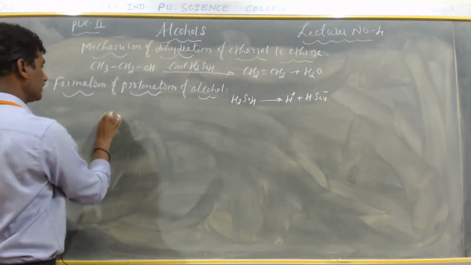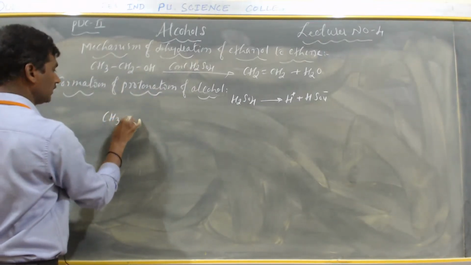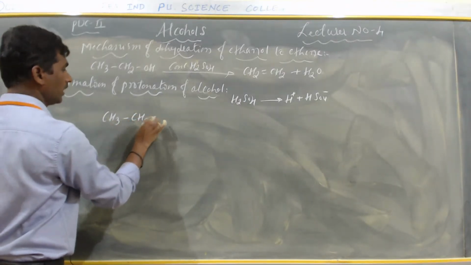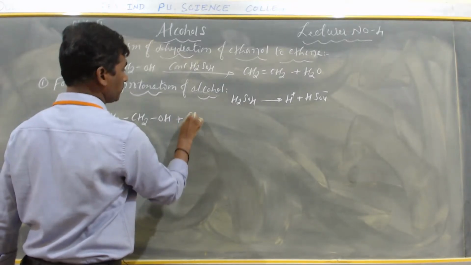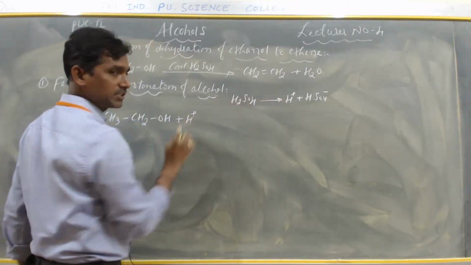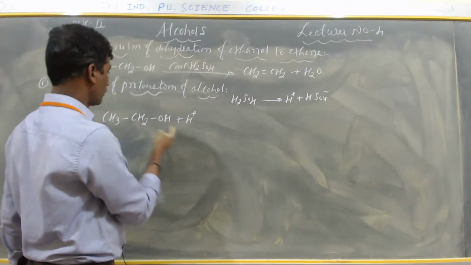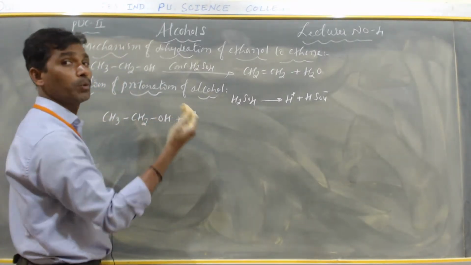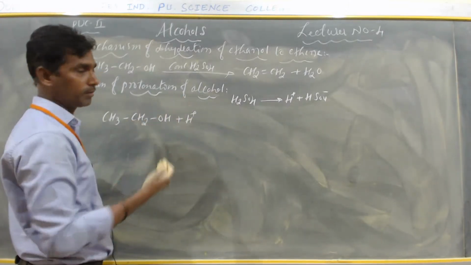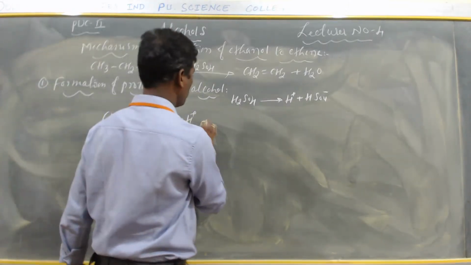What do you first have to take? CH3CH2OH. To this add what? H+. This is the protonation. The H+ is obtained from H2SO4. So this H+ combines with ethyl alcohol. So it gives protonated alcohol, means protonation of alcohol.